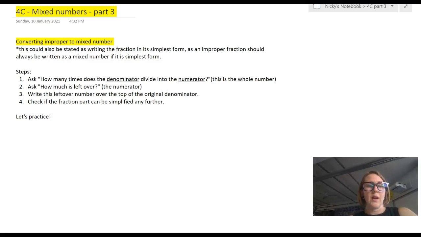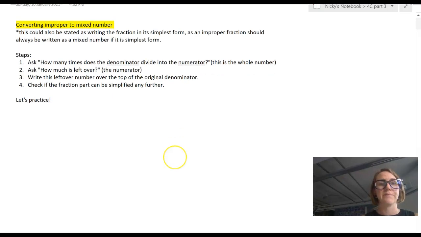Step number 1, ask yourself, how many times does the denominator divide into the numerator? This will be your whole number. How much is left over? That's the numerator. Write this leftover number on top of the original denominator and then check if it can be simplified any further. So that might be a bit hard to visualize, so let's do some examples like I did in the previous video and we'll talk through those steps again.